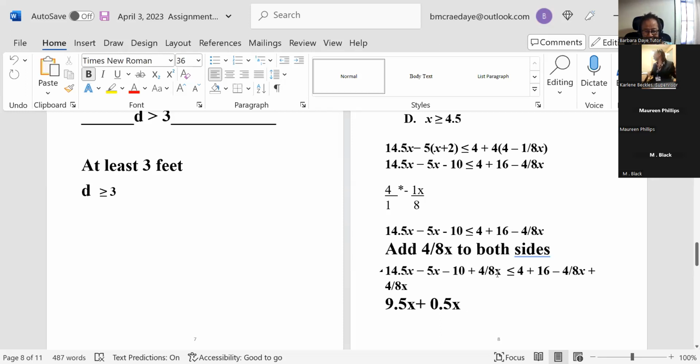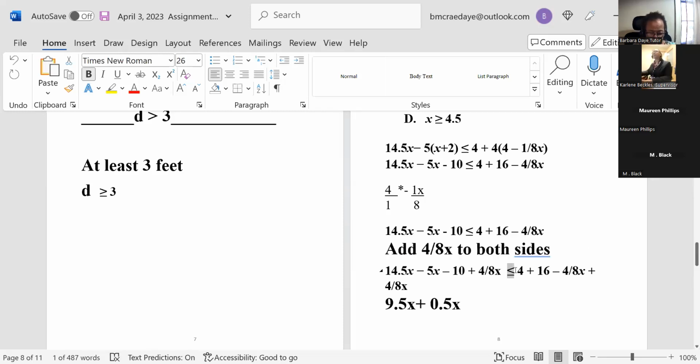You're taking away 4 over 8x from 3 places? No, this 4/8 is plus. It just went to this right here. Remember, I added the 4/8x to both sides, so 4/8x is one half, and that's the same as 0.5. Okay. Yes.